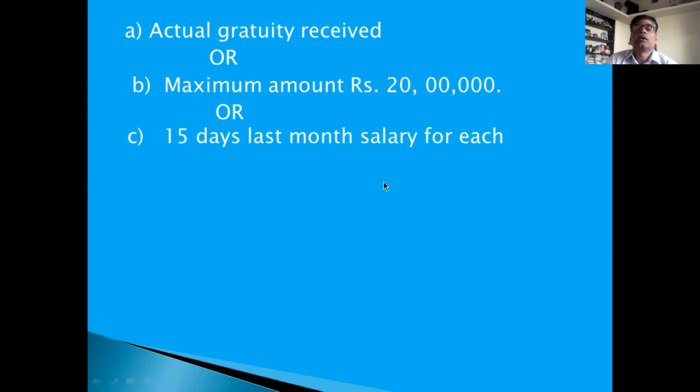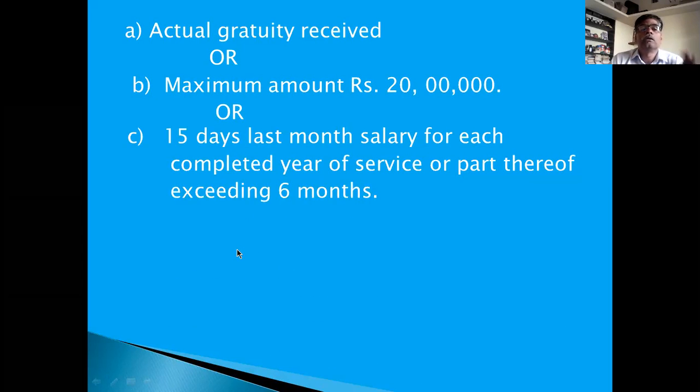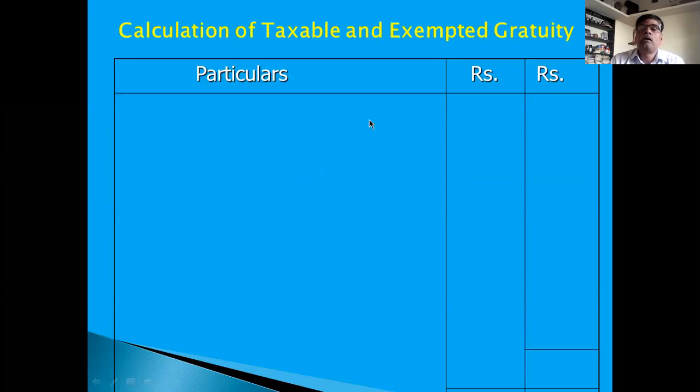Round years: if he served more than 6 months in the last year, you consider that as one year. Salary means salary plus DA, whether or not it is eligible for retirement benefit. Remember this point. These are the three points. The least of the three is exempt and the excess is taxable. Regarding this, I'll give you the table for how to calculate the gratuity covered under the Gratuity Act 1972.